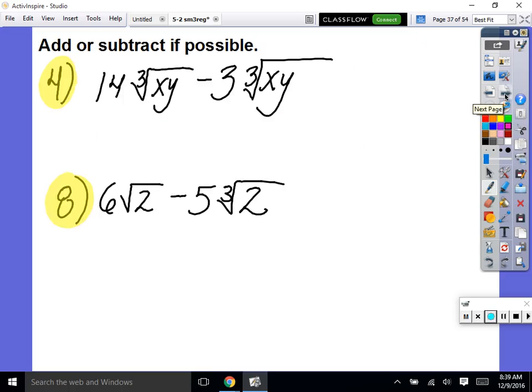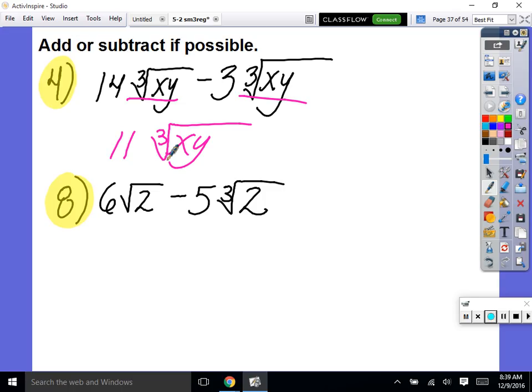Number 4, we have 14 cube roots of xy minus 3 cube roots of xy. Are they like terms? Look at the apple. It is the same. So how many cube roots of xy do we have? 14, 13, 12, 11, right? 11 cube roots of xy. 14 apples minus 3 apples is 11 apples. The apple part does not change with addition and subtraction.